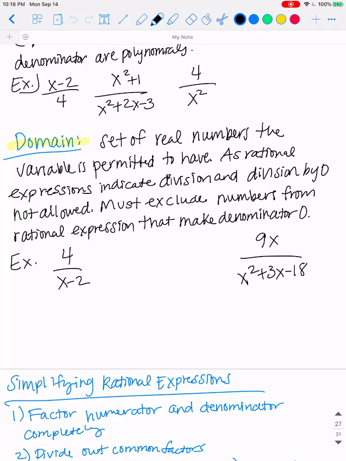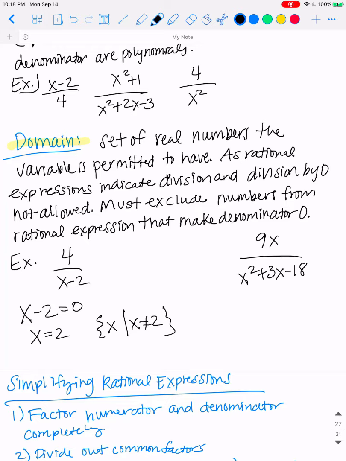Okay, so we're going to go ahead and look at the domain together. We don't want the denominator to equal 0, so we're going to see when it does. It equals 0 when x is 2. So our domain is x such that x does not equal 2.